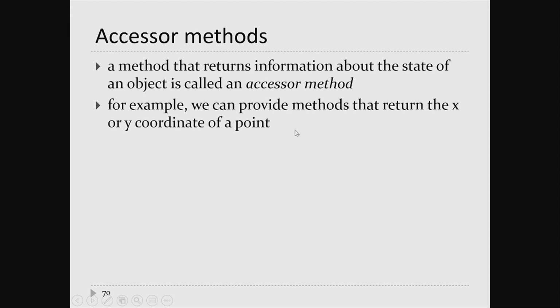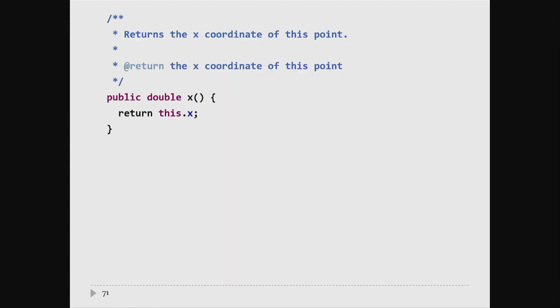Okay, so an accessor method is a method that returns information about the state of an object, but it doesn't change the state of the object. Right? So it returns some information about the state of the object, does not change the state of the object. Right? Now, if you're letting someone change the coordinates of a point, or if you're providing a point class, you almost certainly want to let the user get the x and y coordinates. Right? So we can provide methods that return the x or y coordinate of a point. What do they look like?